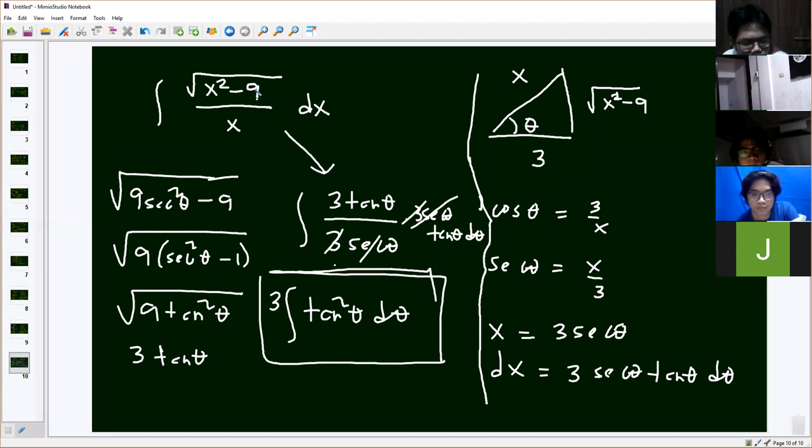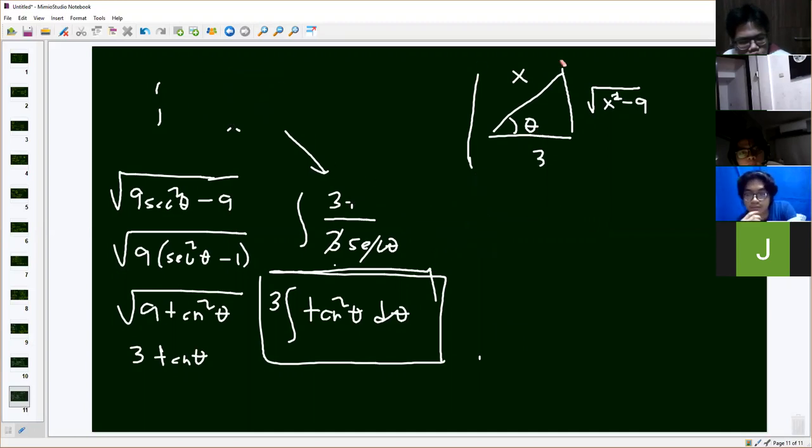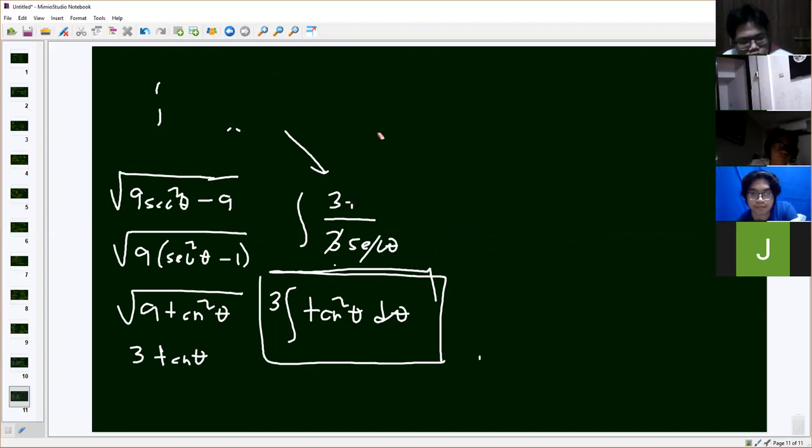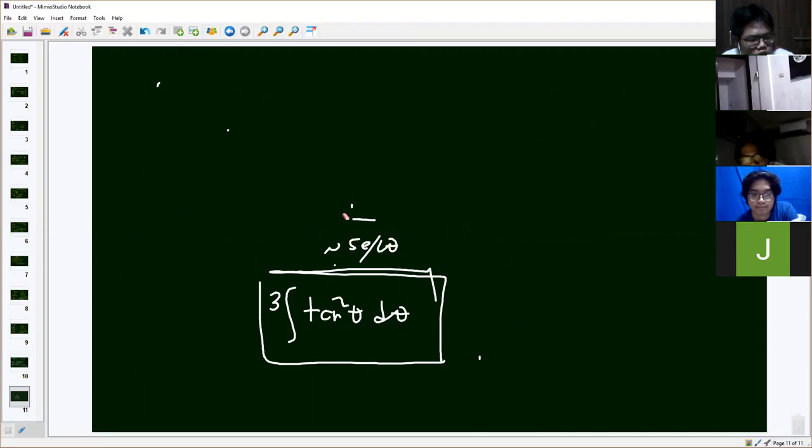So, na-transform na yan into another integral in another variable, in this case in terms of an angle theta. Now, gamitan natin ang identities ng trigo, kasi wala naman tayong integral ng tan squared. Ang meron tayong integral ng secant squared. Meron tayong integral ng tan. May integral tayo ng sine, ng cosine. Wala tayong integral ng tan squared.